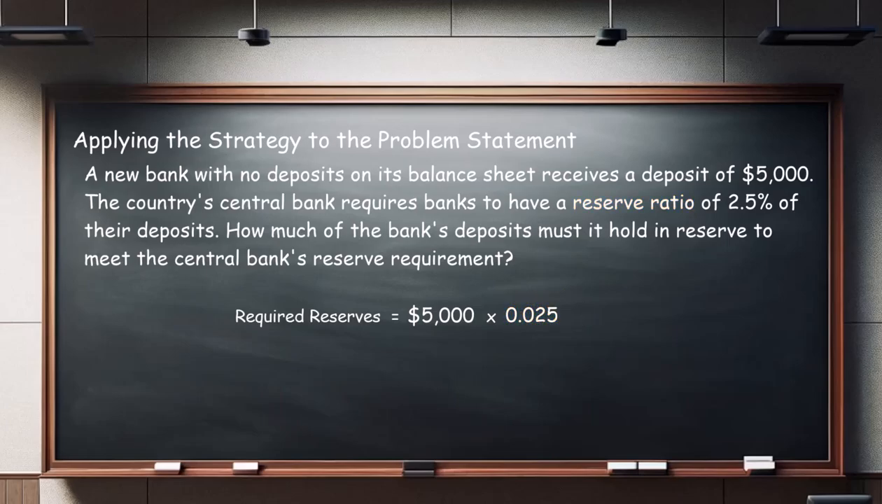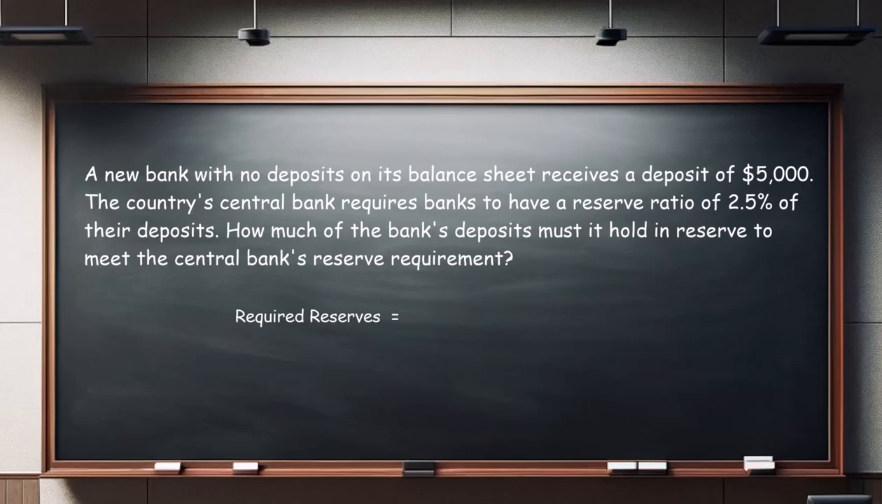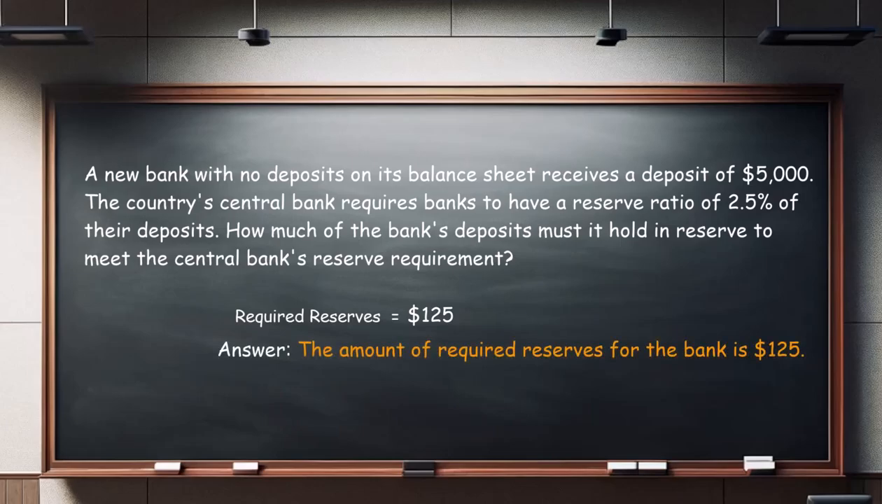5. Multiply the amount of the deposit by the reserve ratio. The deposit from the problem statement is $5,000, and the reserve ratio is 0.025. So, multiplying the deposit of $5,000 by the reserve ratio of 0.025 is $125. The answer to the problem statement is that the bank will need to keep $125 as its required reserves to satisfy the reserve requirement of the central bank.